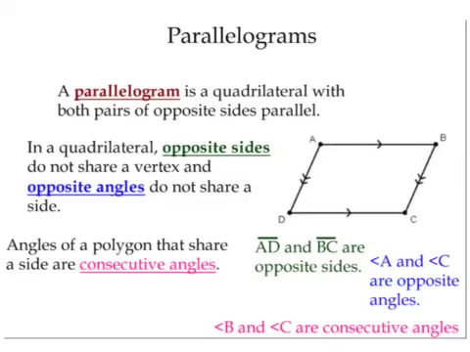Angles in a polygon that share a side are called consecutive angles. You can also call them same side angles. So consecutive angles means they're right beside each other. They share a side. So angle A, which is right here, shares a side with angle D. They share side AD together. So A and D would be considered consecutive angles. A and B would also be considered consecutive angles. B and C would be considered consecutive angles, and D and C would be considered consecutive angles. They're right beside each other.